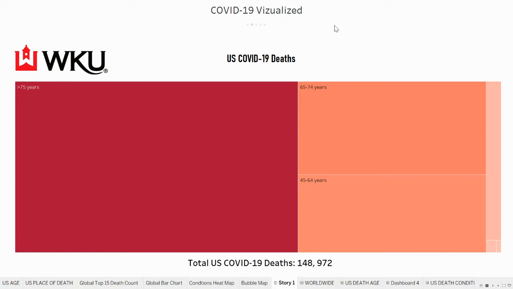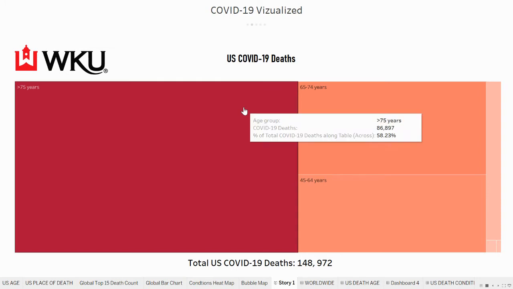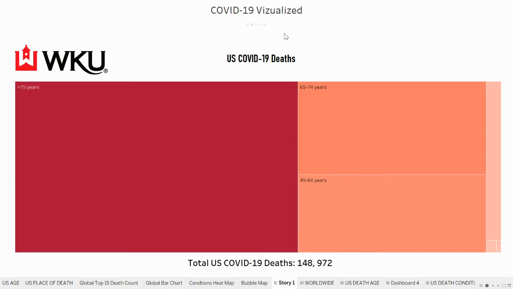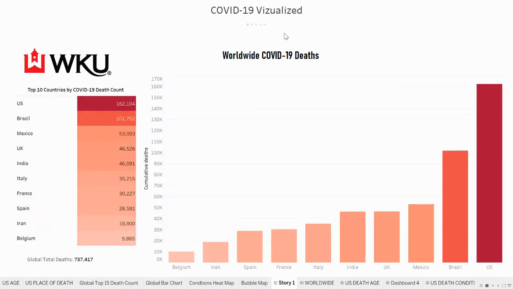So this is CDC data that was broken down by state and by age, but this visualization is just broken down by age. So you can see there, U.S. COVID-19 deaths by share of portion. Those who are older than 75 years have the largest share, a total of 86,897, which is 58.23% of that total, being 148,000.